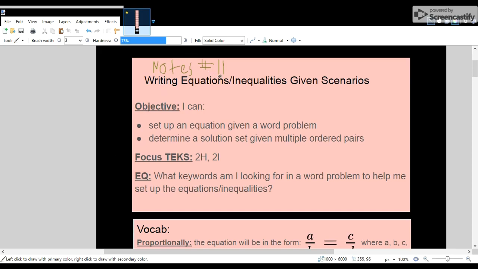Notes number 11. Writing equations and inequalities given scenarios. Write all of this inside of your journal. We will be taking a quiz over this next class.